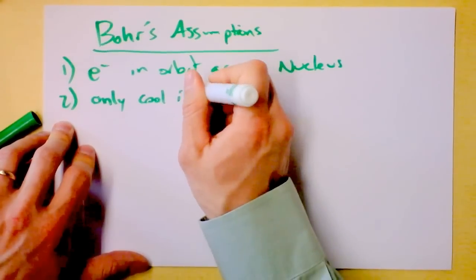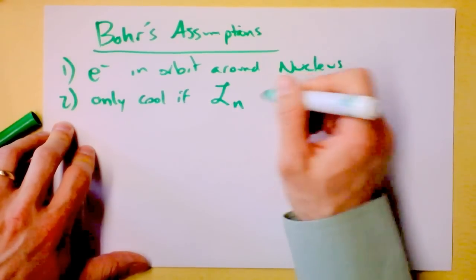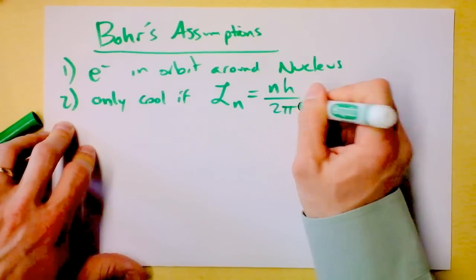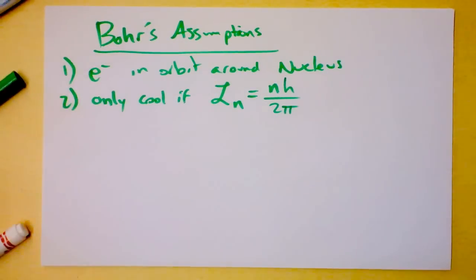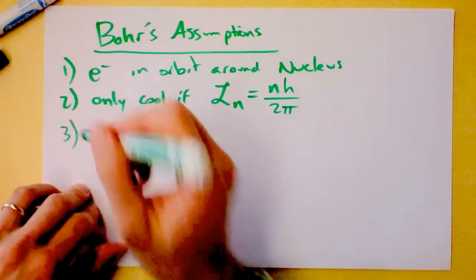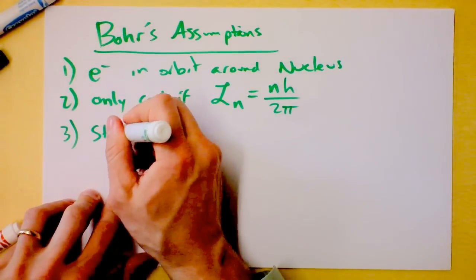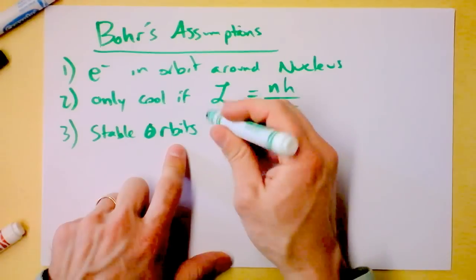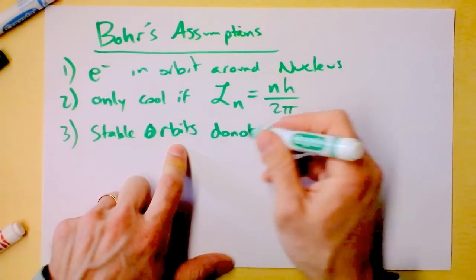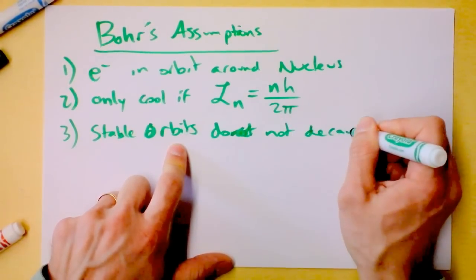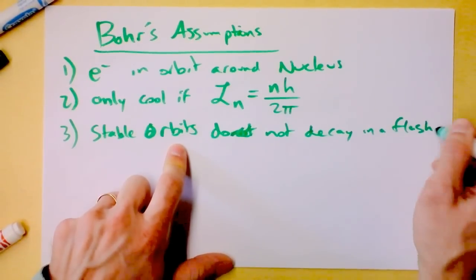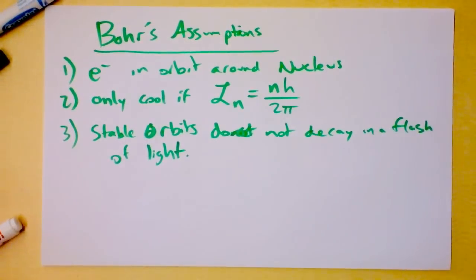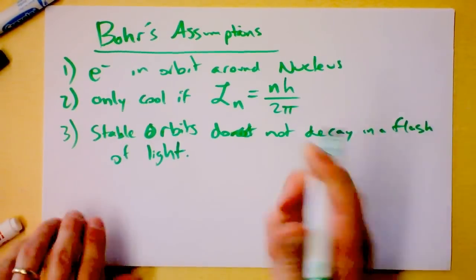Only cool if the angular momentum of the particular orbit you're discussing is the number of the orbit times h divided by 2 pi. These are the preordained and wonderful angular momenta. And his third assumption, stable orbits. Stable orbits, these blessed awesome orbits here, do not decay in a flash of light. This is handy. All he has to do is say it, and his theory is self-consistent. Because since he can say it, he hasn't decayed into a flash of light, right?